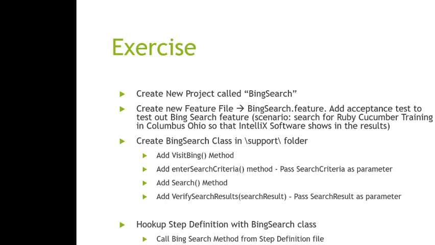But this is new: we'll add a new support folder under features, and we'll add 4 methods, because I will have 4 steps. Finally, we'll hook up the methods from the step definition. In the support folder, we create a class called Bing Search, in Bing Search.rb. All 4 methods will go under that class, and then we'll hook up these methods using the Bing Search class. I'll show you here.